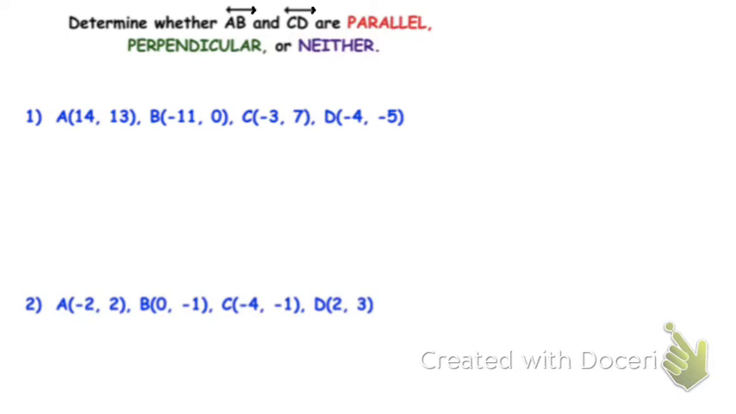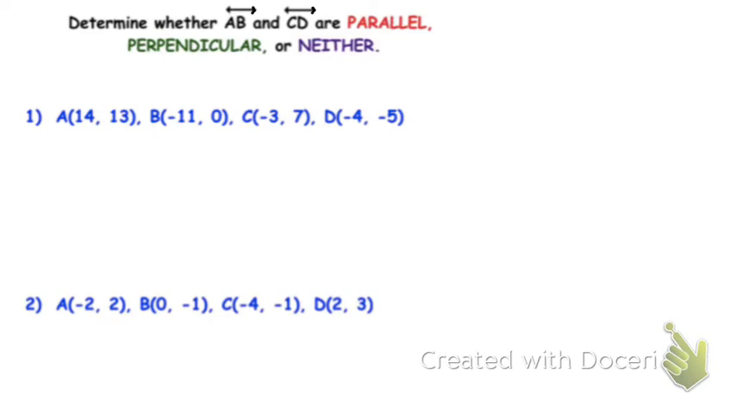Okay, determine whether lines AB and CD are parallel, perpendicular, or neither. If they're parallel, what kind of slopes will they have? Same. If they're perpendicular, what kind of slopes will they have? Reciprocal. And if they're neither, they're going to have any other slope. Either they're the exact same, they're opposite reciprocals, or they're going to have any other slope.